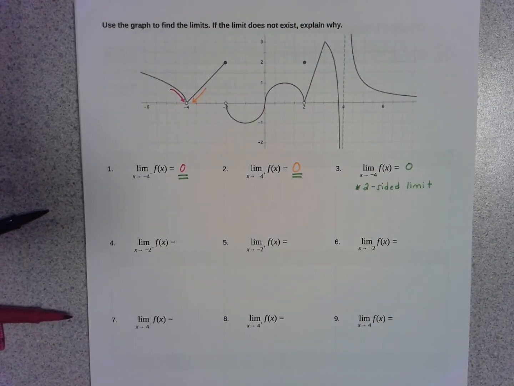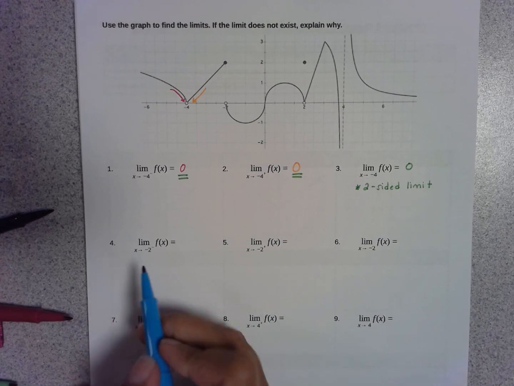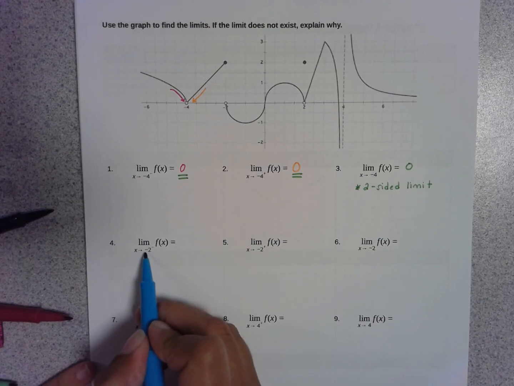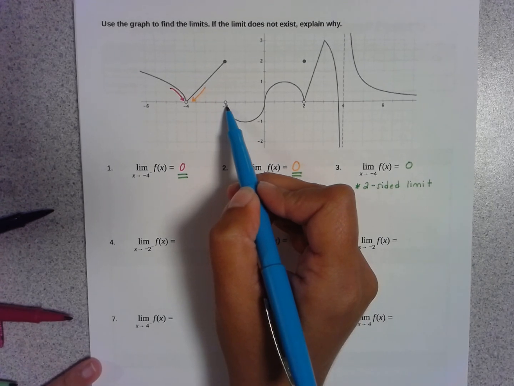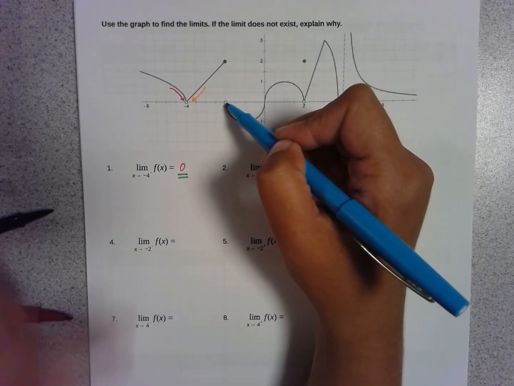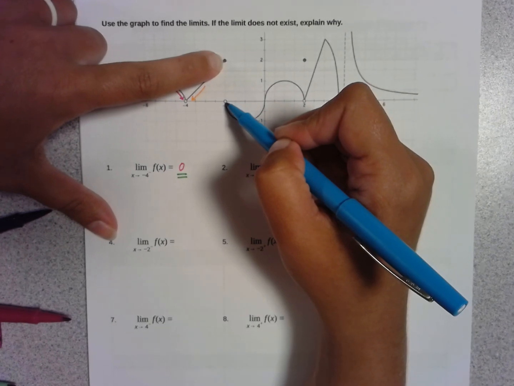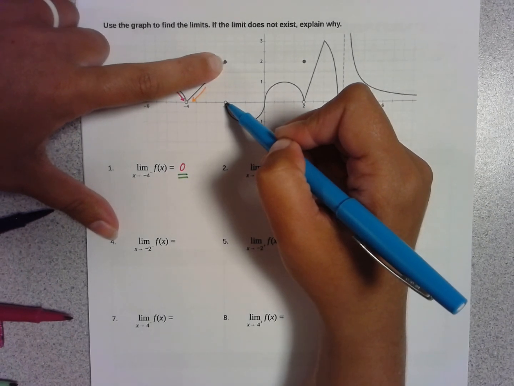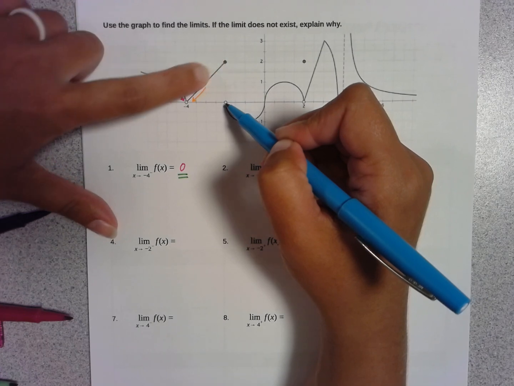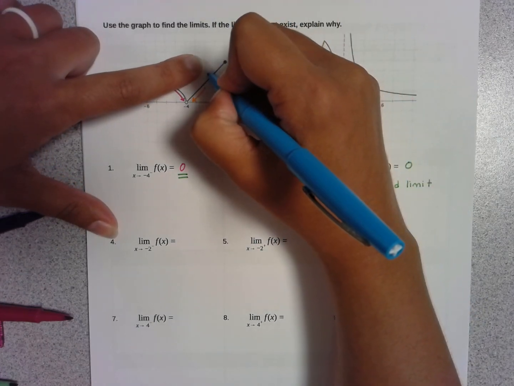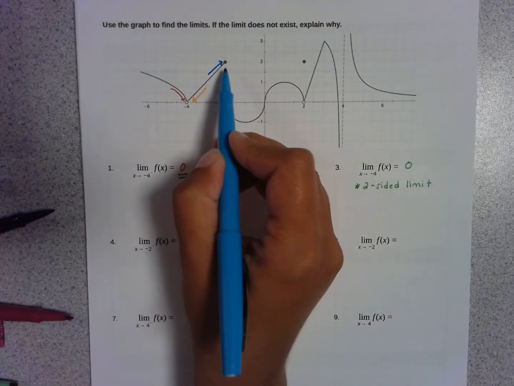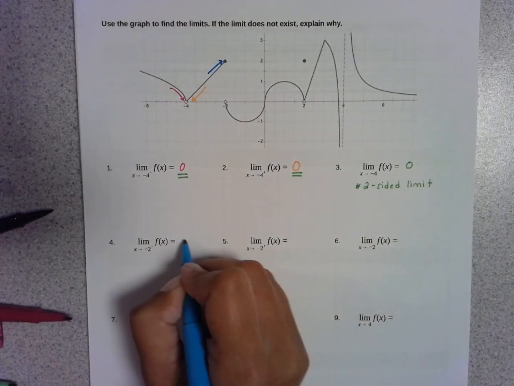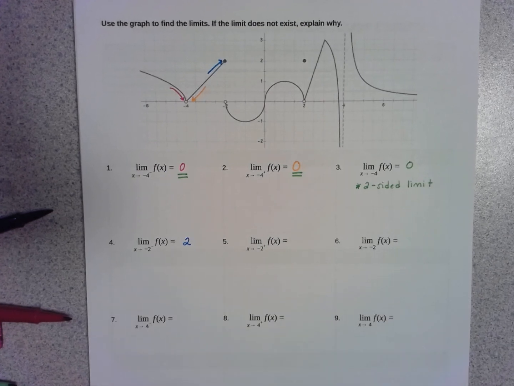For problem number 4, it says, what is the limit as x approaches -2 from the left? So here's the place where x is -2. Now, there are two different points here, the closed circle and the open circle. If I'm sliding towards this from the left, the only part of the graph that goes left of there is this part. So if I slide from the left towards where x is -2, I'm approaching this closed circle, which has a y coordinate of 2.